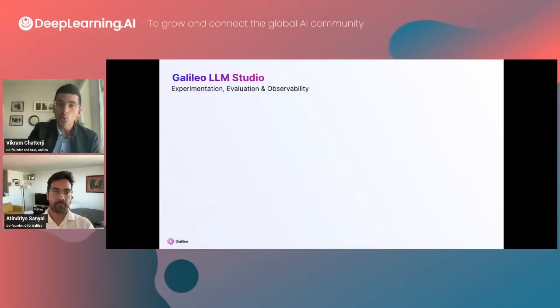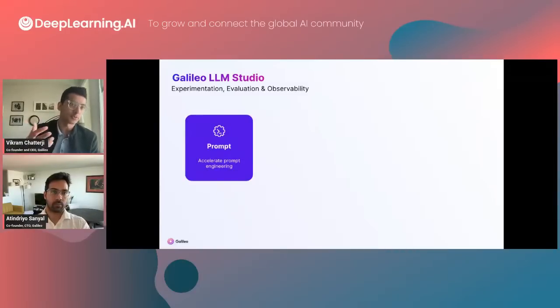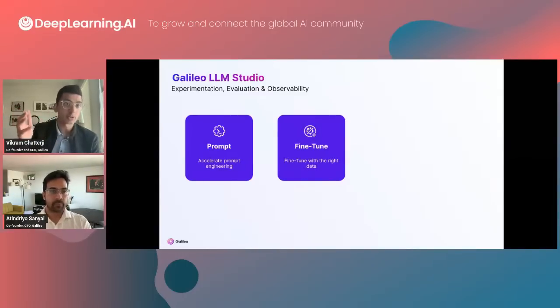So when we thought about this at Galileo, we built out what we call the Galileo LLM Studio, which is essentially an experimentation, evaluation, and real-time observability bench for any data science team or developer that's working with large language models. The way we think of it from a framework perspective is there are three parts to this, and three modules as part of the product as well. The first one is called Prompt, which is all about accelerating prompt engineering. So when it comes to the inputs from your vector store, or your prompt template, or your LLM parameters, how do you experiment across all of that to make sure you're working towards the right set of inputs?